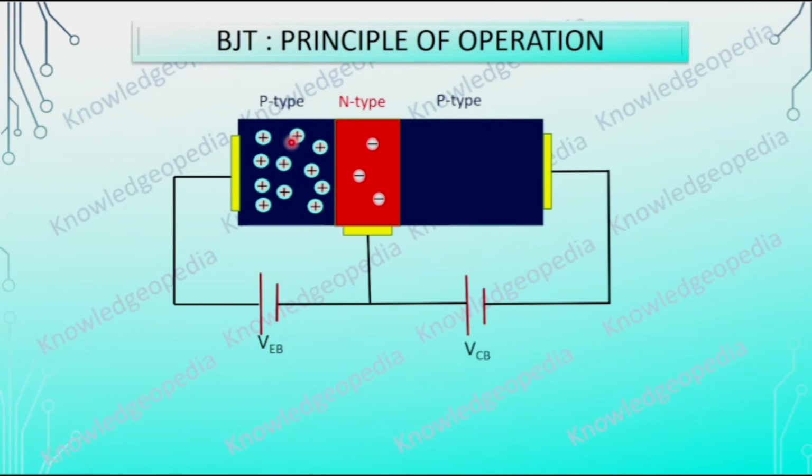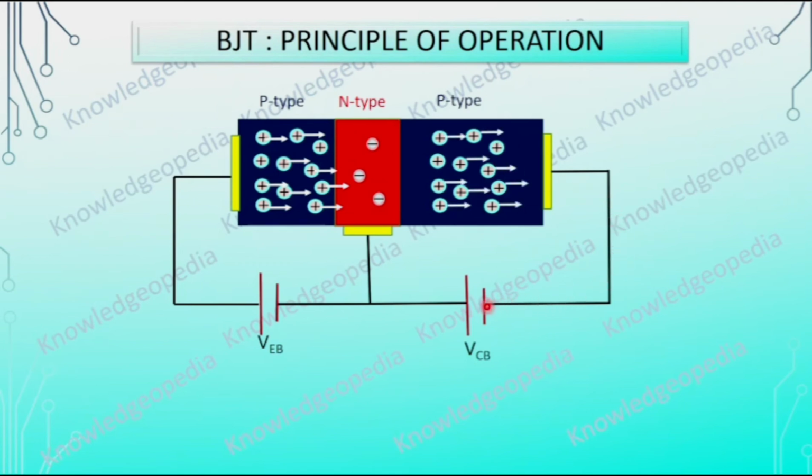So when these holes move from the P side to the N side, some of these holes will recombine with the electrons available in the base region, and the rest of the holes will move to the collector side, right? So some of the holes recombined with these electrons, and the rest of the holes moved to the collector region. Once these holes reach the collector region, they will be attracted by the negative terminal of the applied potential VCB, and because of that these holes will move towards this negative terminal through the circuit.